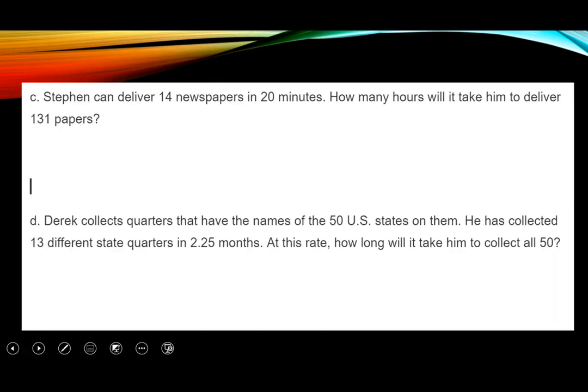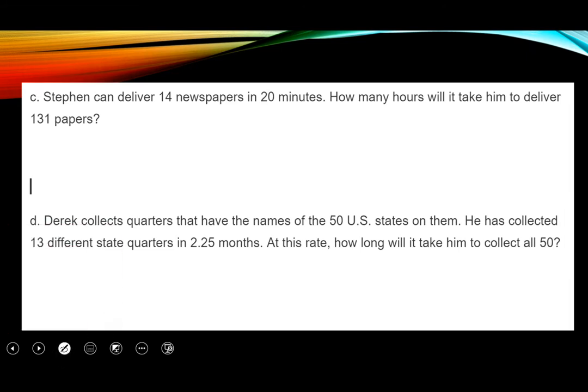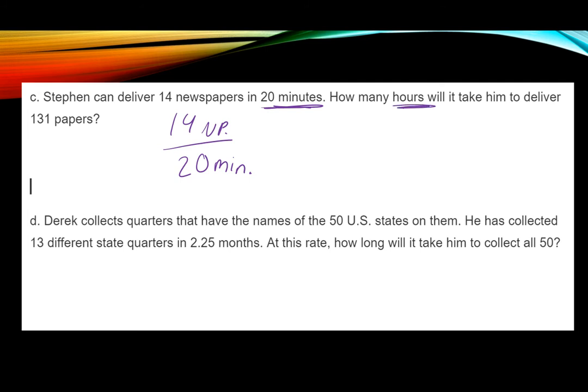All right, now we're looking at C. Stephen can deliver 14 newspapers in 20 minutes. Speedy. I love it. So then the question is, if he can do 14 newspapers in 20 minutes, that's our ratio, how many hours will it take him to deliver 131 papers? Okay, so right away, I am seeing that we jump from 20 minutes to hours, and so I'm going to have to remember that for later.